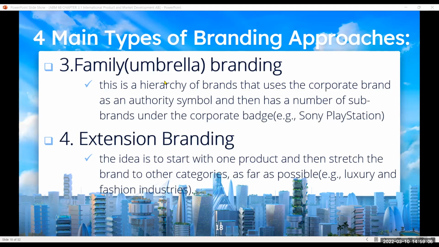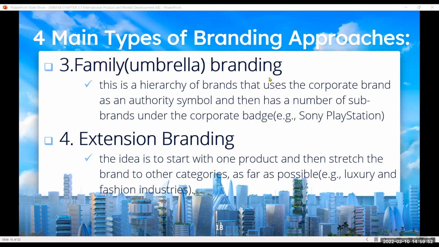The third one is family or umbrella branding. This is a hierarchy of brands that uses the corporate brand as an authority symbol and has a number of sub-brands under the corporate badge. So it is more like a family tree. Let's have an example: Sony. Sony is the main brand, so at the top is Sony. Its sub-brands include Sony PlayStation. Under Sony PlayStation, there are many: PlayStation 1, PlayStation 2, PlayStation 3. Another category is Sony cameras. They have many DSLRs: DSLR 1, DSLR 2, with different models and specs. And they have other brands too.